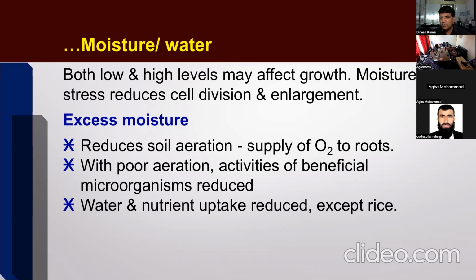So what can excess soil water, excess moisture, do? It reduces soil aeration. If you have too much water in the soil, I have already told you, there will be a short supply of oxygen or air in the soil. So root growth will be adversely affected. Nutrient uptake, microbial activity, movement of nutrients, all these activities in soil are adversely affected, mainly by low oxygen supply. So with poor aeration, activities of beneficial microbes are reduced, and water and nutrient uptake is reduced, except in rice.